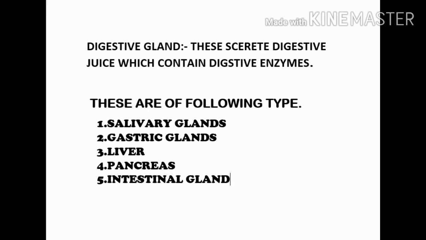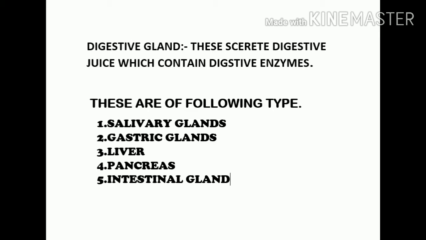Liver. It is a lobulated and reddish brown colored, largest gland present on the right side of upper part of abdomen. It secretes bile juice. It is an alkaline and yellowish green non-enzymatic digestive juice. When not required, it is stored in gallbladder.